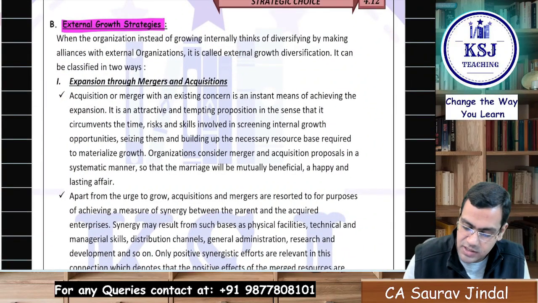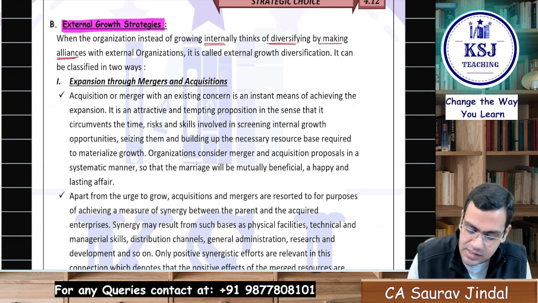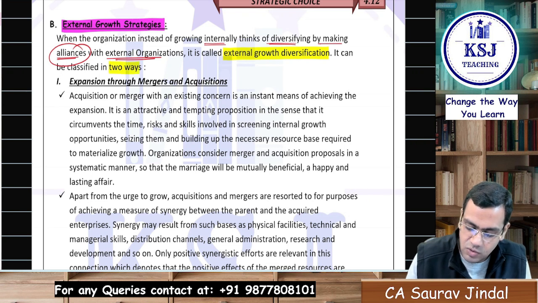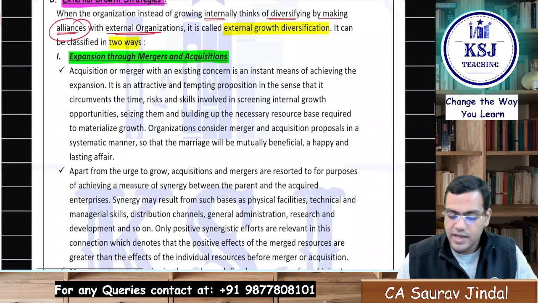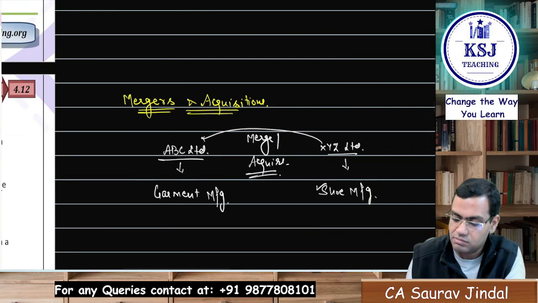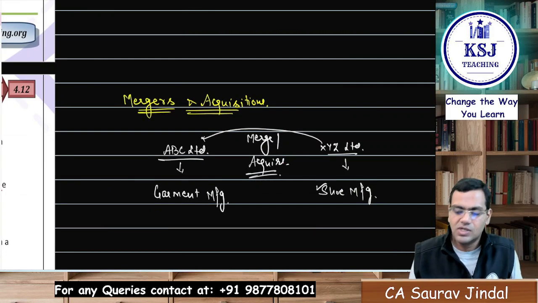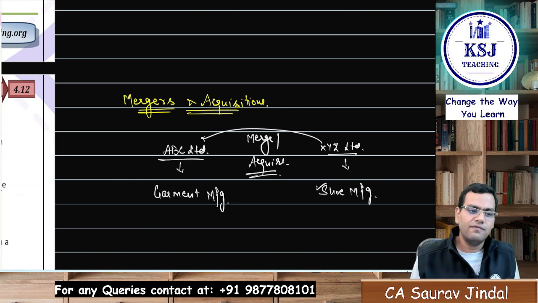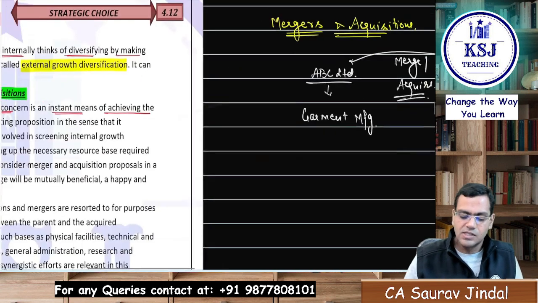So when the organization, instead of growing internally, thinks of diversifying by making alliances with external organizations, it is known as external growth diversification. It can be classified in two ways. One is expansion through mergers and acquisition. The acquisition or merger with an existing concern is an instant means of achieving the expansion, right? XYZ Limited is also an existing concern. ABC Limited is also an existing concern. So if they merge, or if one firm is being acquired by another existing firm, that is a quick way of expansion.